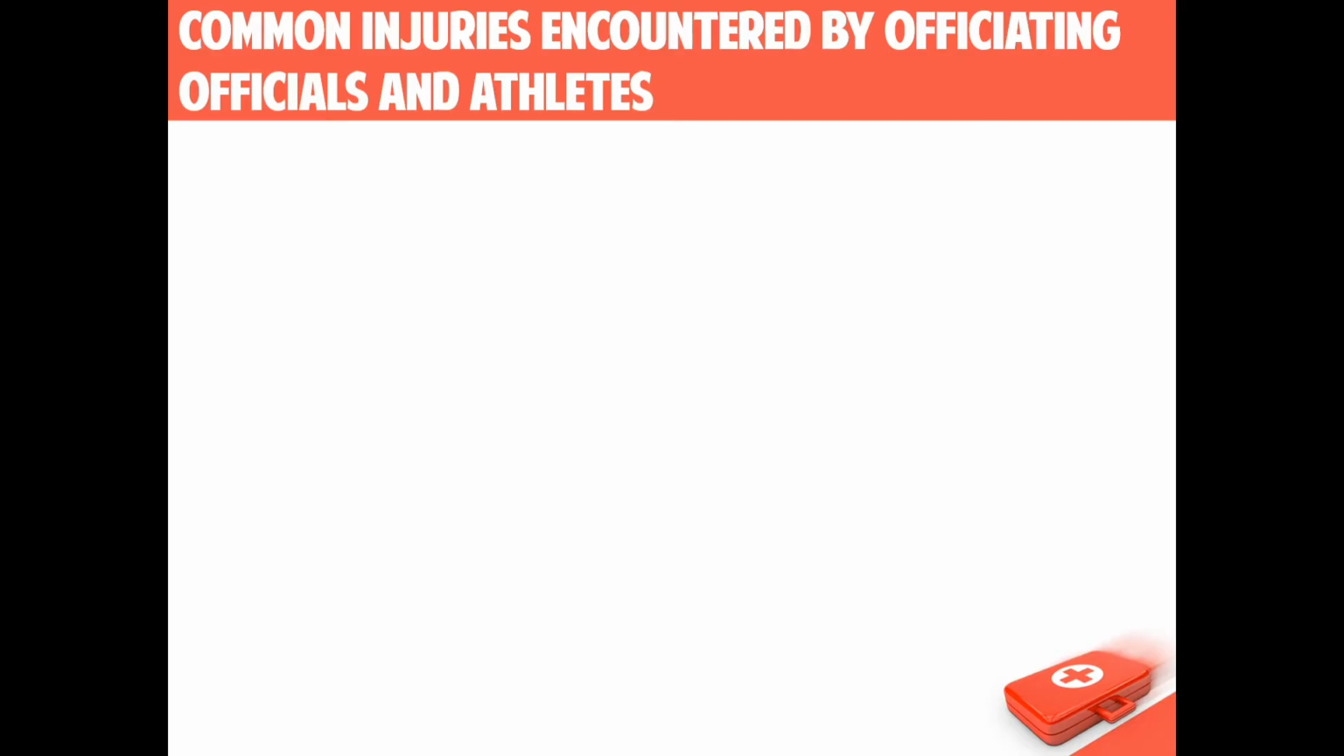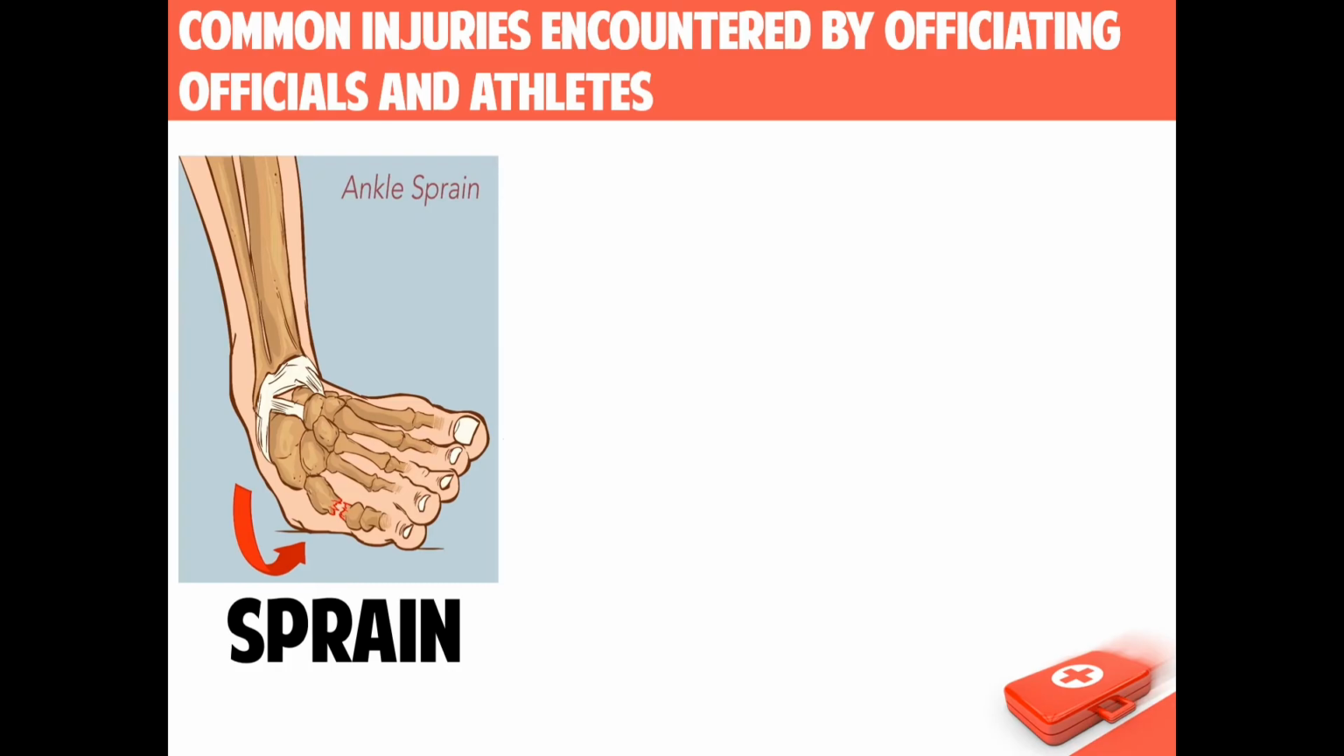The first one is sprain. A sprain is caused by torn fibers in a ligament. What are ligaments? These are tissues that connect bones at a joint. Falling, twisting, or getting hit can all cause a sprain. Swelling and bruising are some signs and symptoms of this.